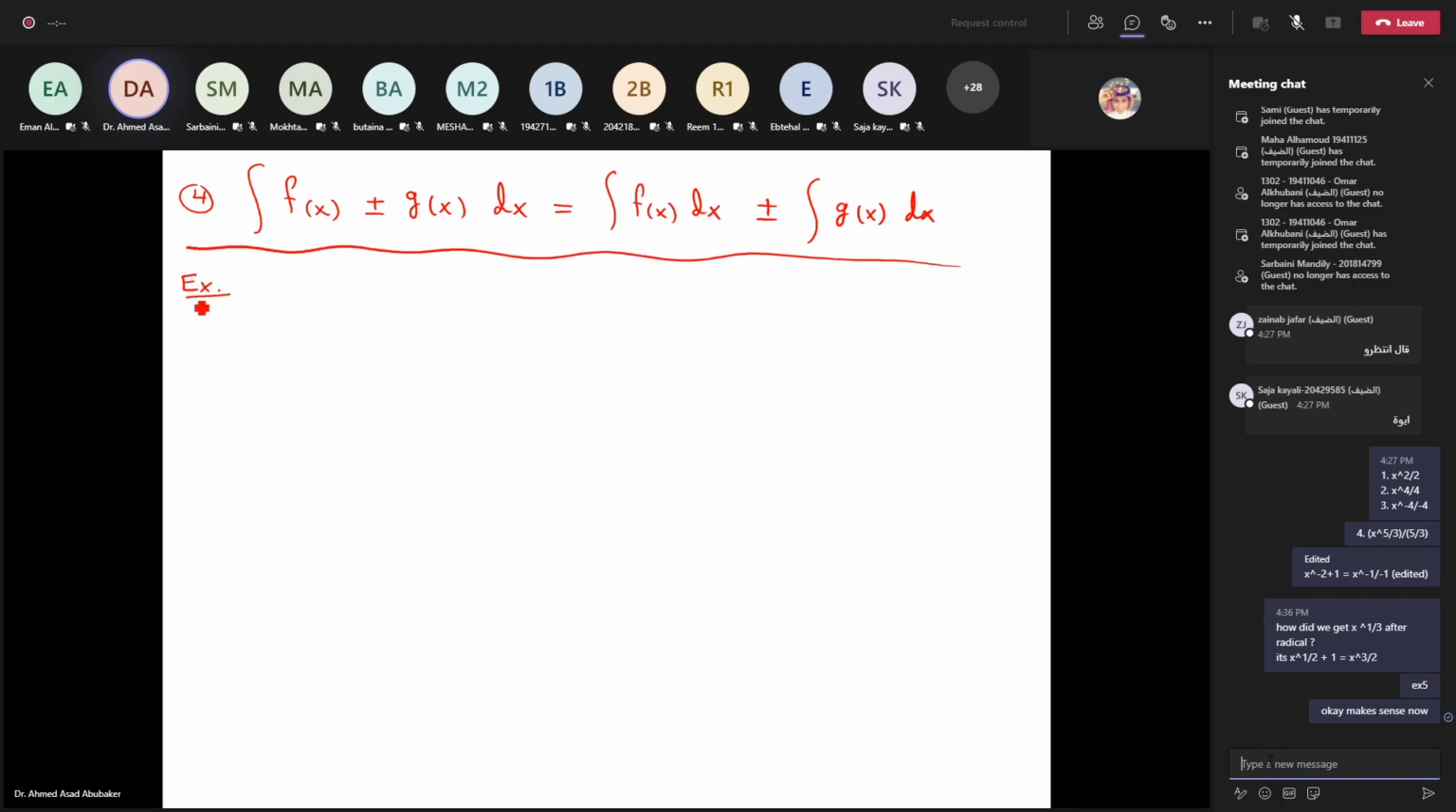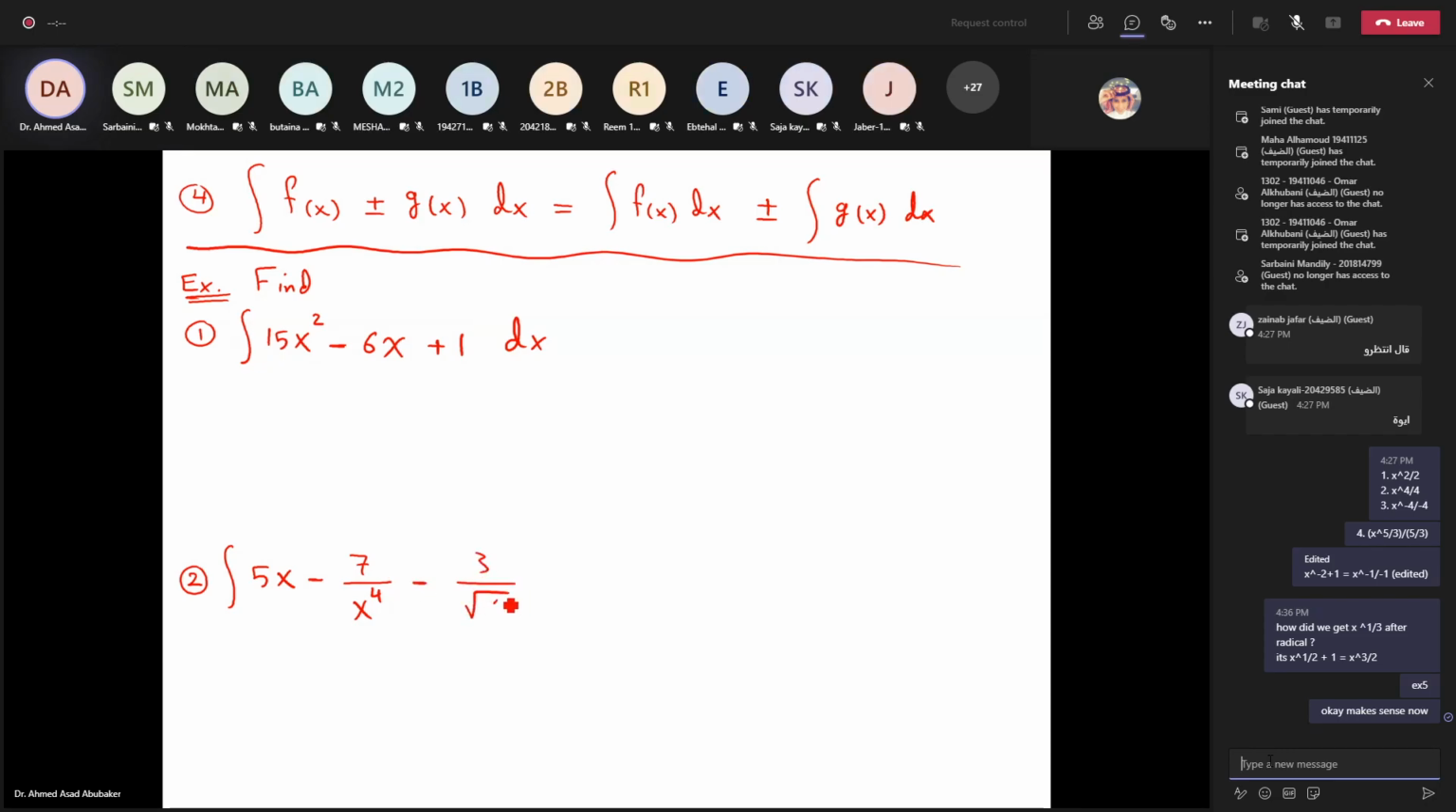Example. Find number 1, integral of 15x squared minus 6x plus 1 dx. Number 2, integral of 5x minus 7 over x to the power 4 minus 3 over radical x dx.